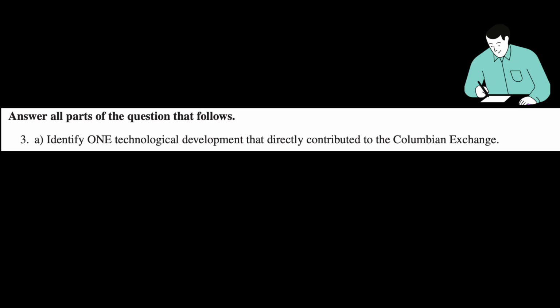Here, look. Identify one technological development that directly contributed to the Columbian Exchange. Come on. Do you know any technological development that Columbus would have used? Or any of those crazy, murderous conquistador types would have used? Do you know any one thing? Can you identify it? Can you name it? Do you know a name of it?